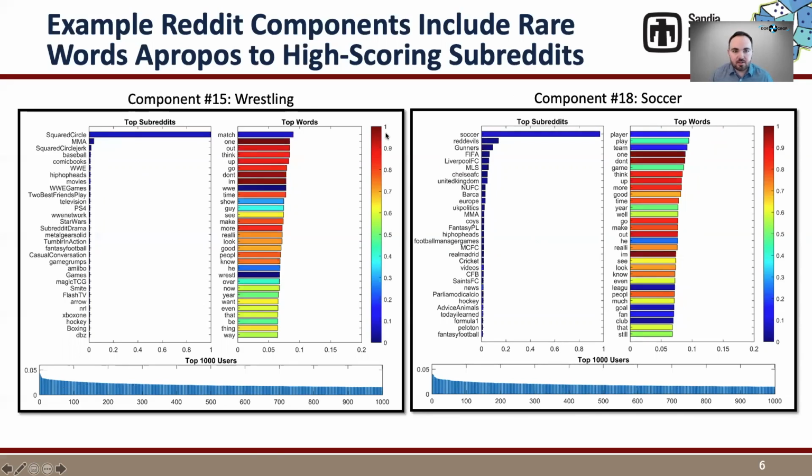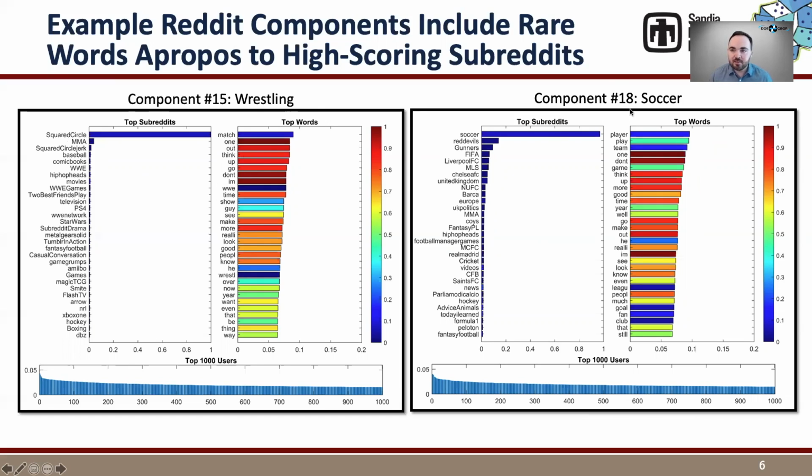The next 2 components I'll show you are sports components that actually focus on specific sports. So component 15 is specifically focused on wrestling. This top subreddit here, squared circle, is so named because a wrestling ring is a square. And then you'll see some of the words related to wrestling, like wrestle, WWE, and match.